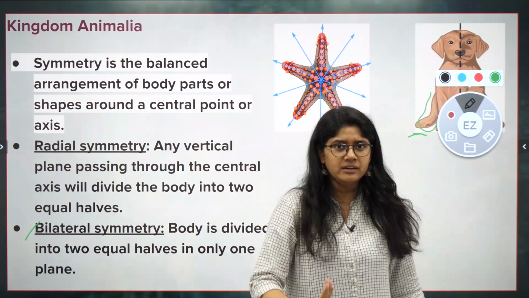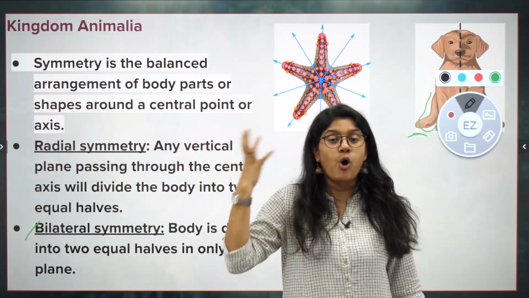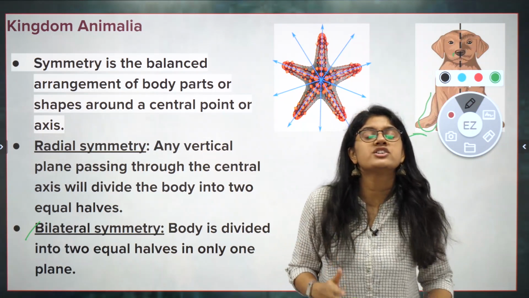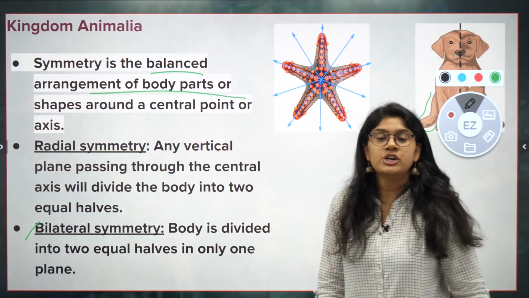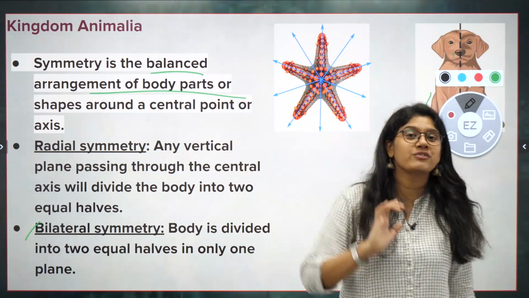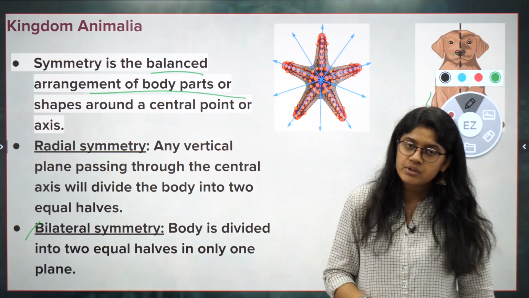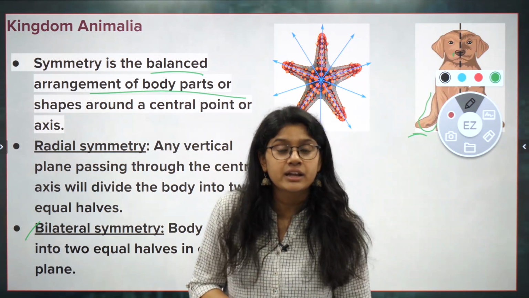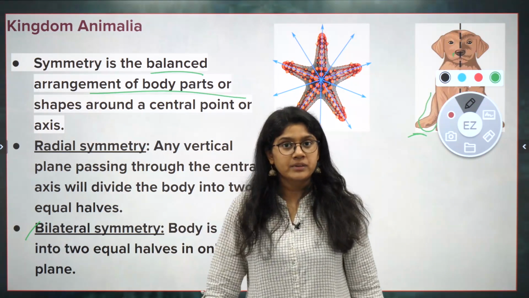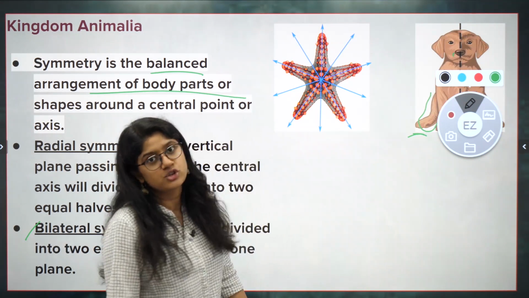Now, it is very common to ask what is symmetry? Basically, it's a body design. The positioning of the organs in the body, how they are distributed inside the body, the balanced arrangement of the body parts and shapes around the central point or axis. In symmetry there are two major types that we will be studying. One is radial symmetry and the other one is bilateral symmetry.